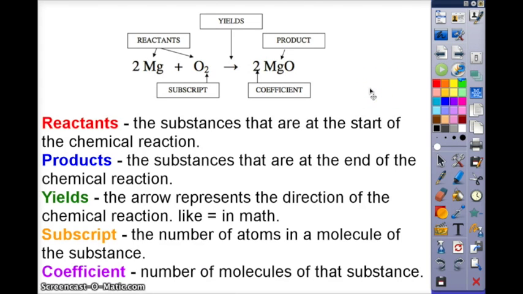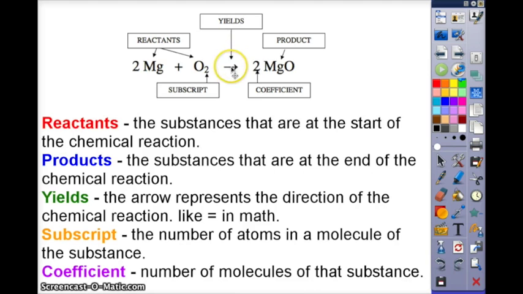So this is a chemical equation. You might be familiar with what's up here at the top: 2Mg plus O2 gives you 2MgO. The left side of the reaction is called the reactants. Whatever's on the left side of the arrow is called the reactants, and whatever's on the right side of the arrow is called the products.